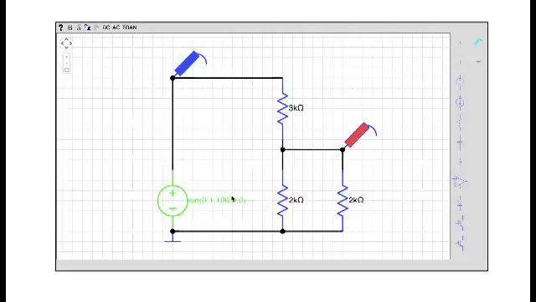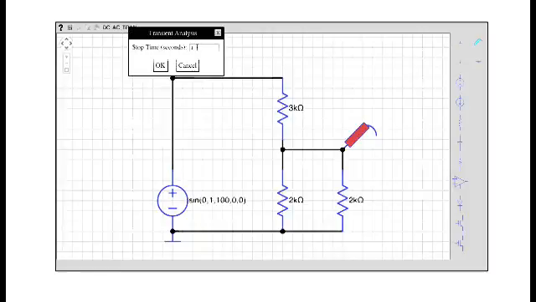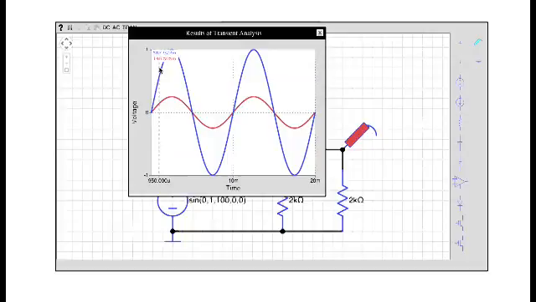sine wave. Okay, so now if I go off and ask for a transient simulation, I need to choose the length of the simulation. In this case, I'd like to see 2 oscillations of the 100 hertz waveform, so we'll simulate for 20 milliseconds. So here's the waveform.